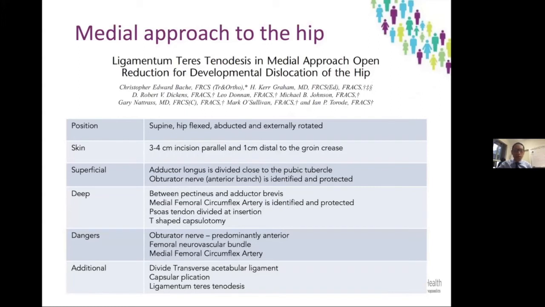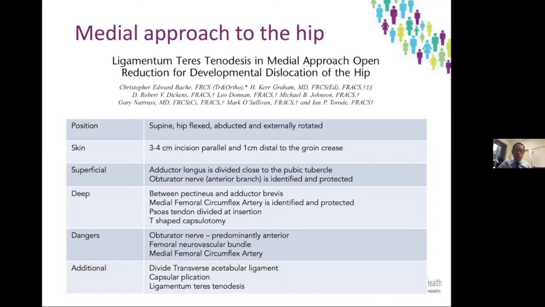When positioning the patient, we position the patient supine with the hip flexed, abducted, and externally rotated. We do a 3 to 4 centimeter incision parallel and 1 centimeter distal to the groin crease. There's other talks about 3 centimeters distal to the groin crease, but obviously that depends on the size of your patient. This approach has also been described with a longitudinal incision as well. Superficially, the adductor longus is divided close to the pubic tubercle, as this is also a deforming part of a DDH hip. The obturator nerve anterior branch is identified and protected, which lies anterior to adductor brevis.